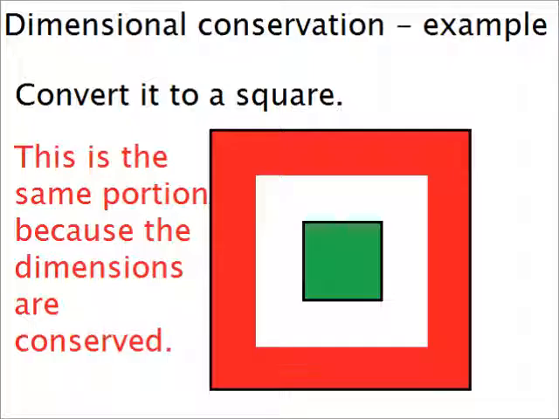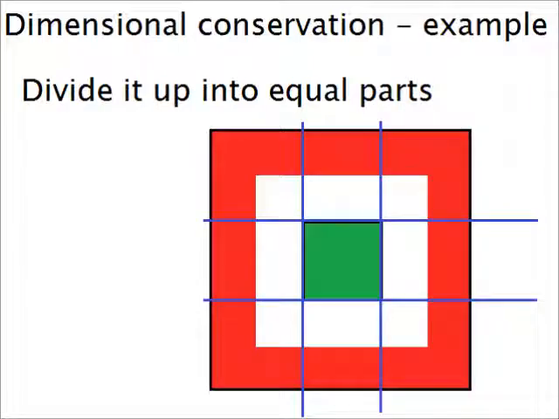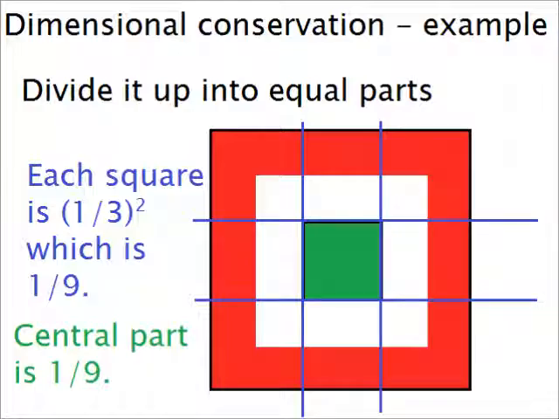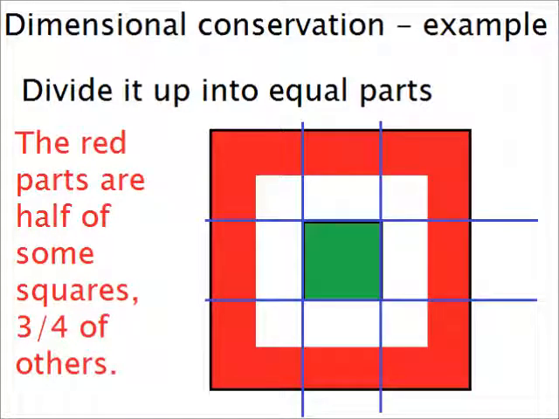The full circle is changed into a square, and the circle in the middle is also changed into a square, so you know that the portion of the circle in the center is the same as the square in the center, compared to the big square. If we divide this up into thirds on each way, first of all, you can see quite clearly that each square is 1/3 squared, which is 1/9. We know that the central part of the square is 1/9, quite clearly from that.